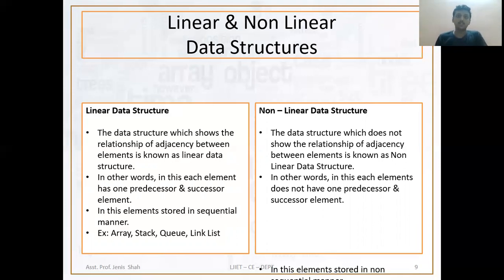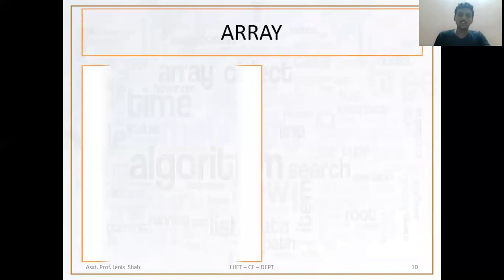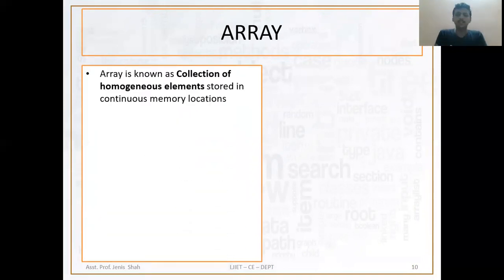Okay. Example of non-linear: tree and graph. In this, data are not stored in a sequential fashion. Now, the first linear data structure is array. We have already learned it in the CPU subject. So, can anyone tell me what you mean by the array?